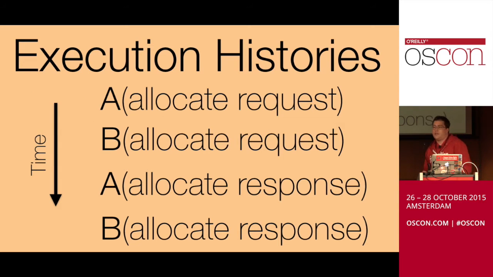So once we have this protocol in place, we can start to talk about how it will work in terms of an execution history. An execution history, pretty simply, is just defining an ordering of requests and responses of our protocol. And so in this example here, we have two processes or threads, A and B. And in this case, A issued an allocation request, then B did, then A got a response, then B got a response.